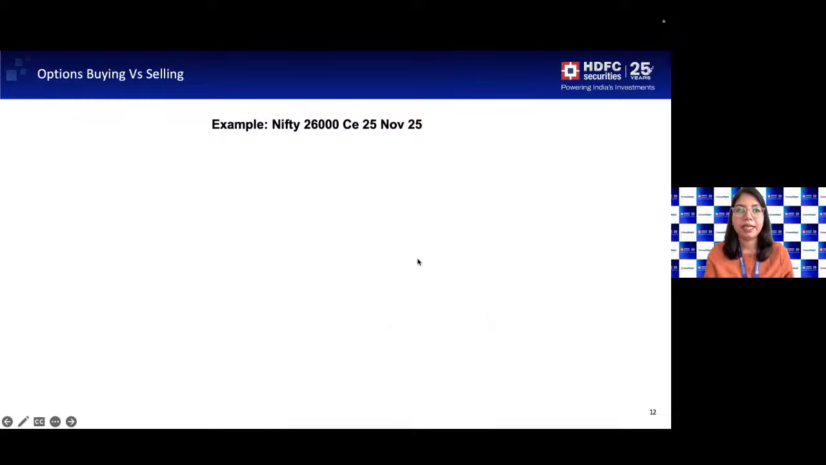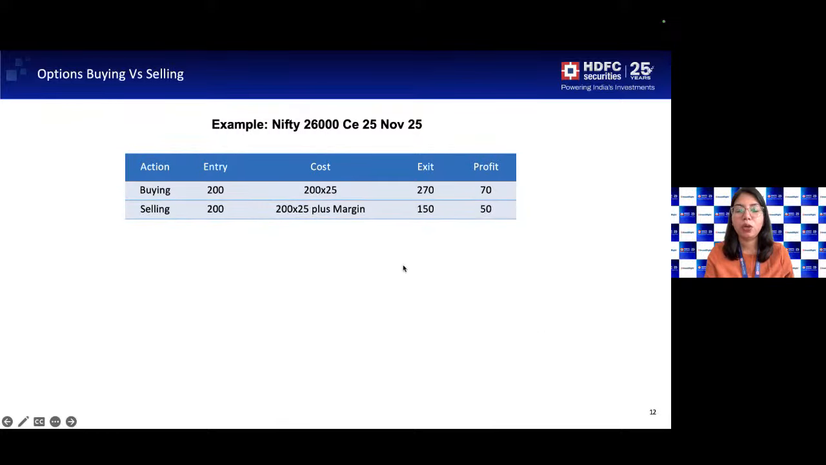Now, let's take an example. I have already told you how the buyer makes a profit and how a seller makes a profit. I'll just explain again with an example. Let's say that you're a buyer, and your entry is at 200 rupees. Let's say that this particular contract has a 25 lot size. The exit price is 270. So as an option buyer, what is going to be your profit? The extra 70 points is your profit.